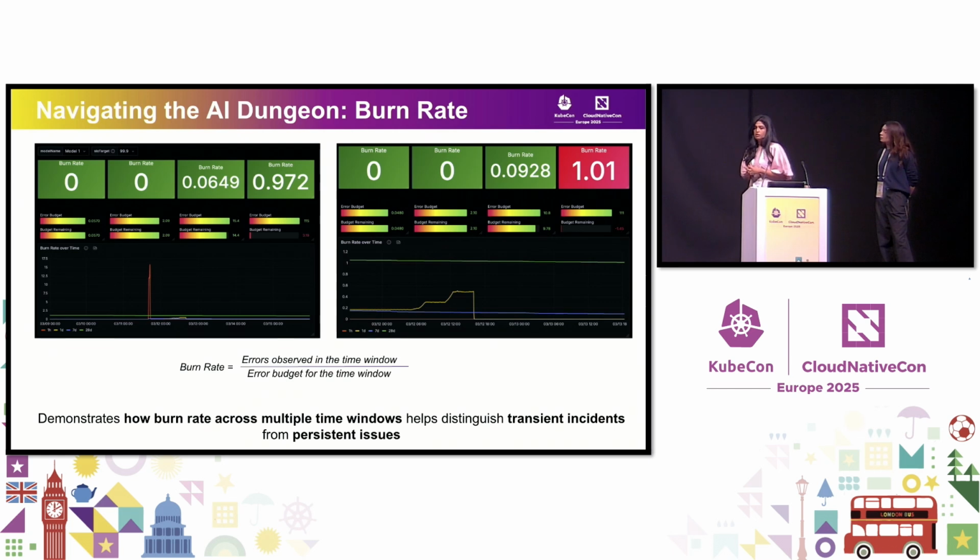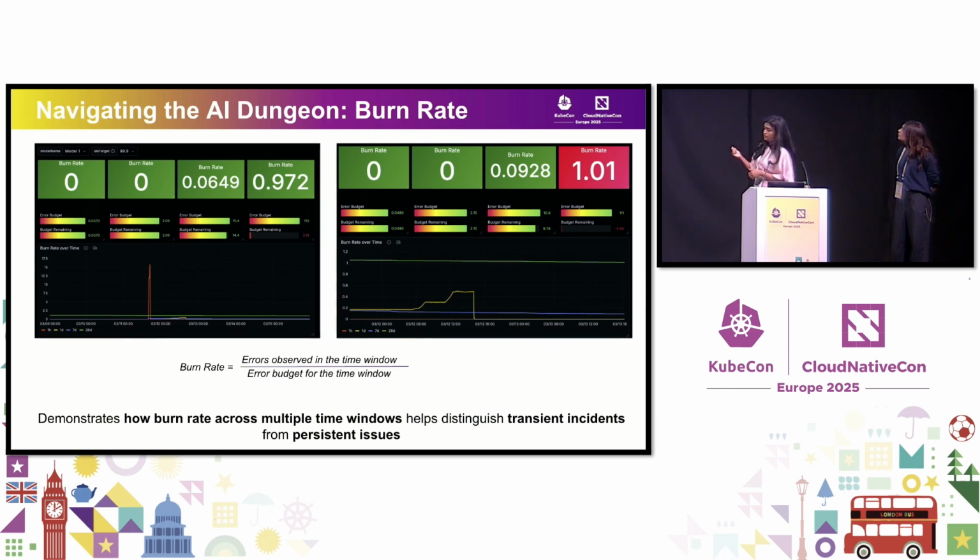Speaking of burn rate, this is a side-by-side comparison of why burn rate is such a powerful SLO signal, especially when stacked across multiple time windows. On the left, we are looking at a transient incident. There's a sharp spike in the 1 hour burn rate, which signals something seriously went wrong. But it resolved quickly, and the longer-term window stayed flat. This suggests there's no long-term impact to reliability.